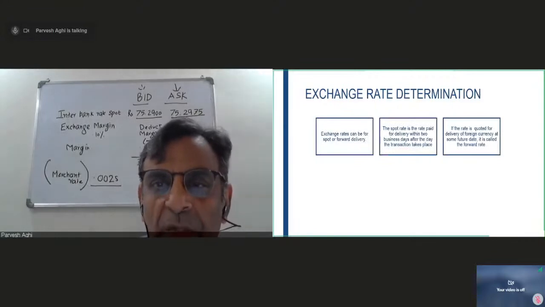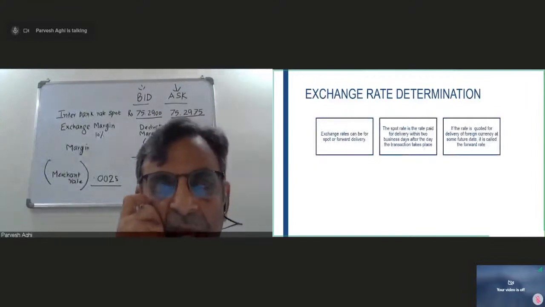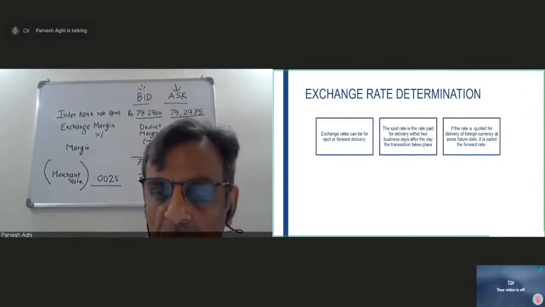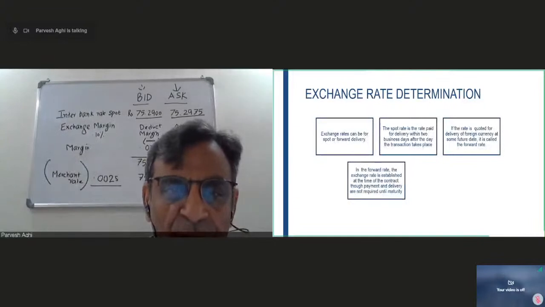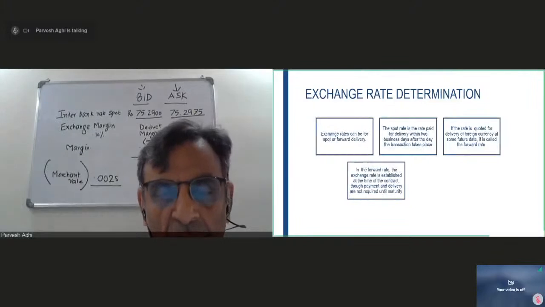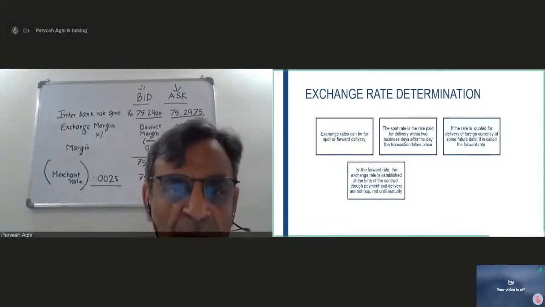Now, if the rate is quoted for a delivery of foreign currency at some future date, it is called the forward rate. Suppose you say that I want my dollars on 1st of November and the rate is decided today, then it is called the forward rate. In the forward rate, the exchange rate is established at the time of the contract. So when you enter into a contract with a bank, you say that I want my dollars or euros or Japanese yen or Swiss francs, whatever, on 1st November. So they will give you the rate today, the rate which will be applicable on 1st of November. So the rate will be frozen for you.